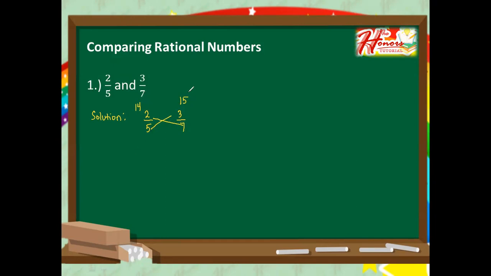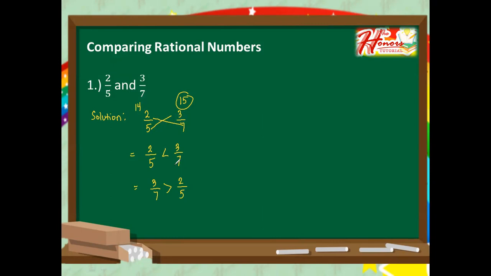So meaning 15 is bigger than 14. So it means that 3 over 7 is greater than 2 over 5. So if we are going to compare them, it will become 2 over 5 is less than 3 over 7. At the same time, we can state that 3 over 7 is greater than 2 over 5.